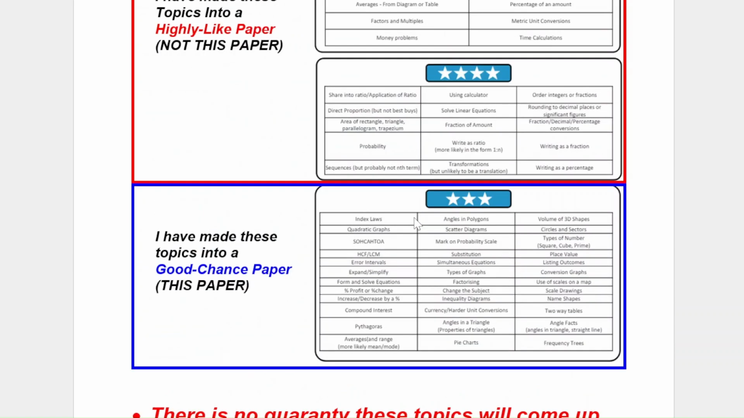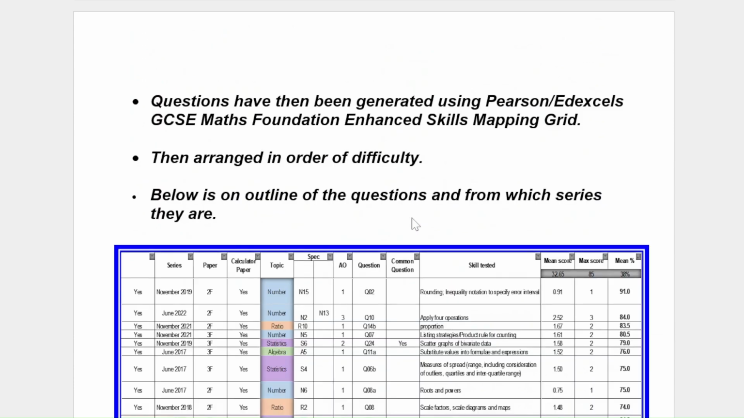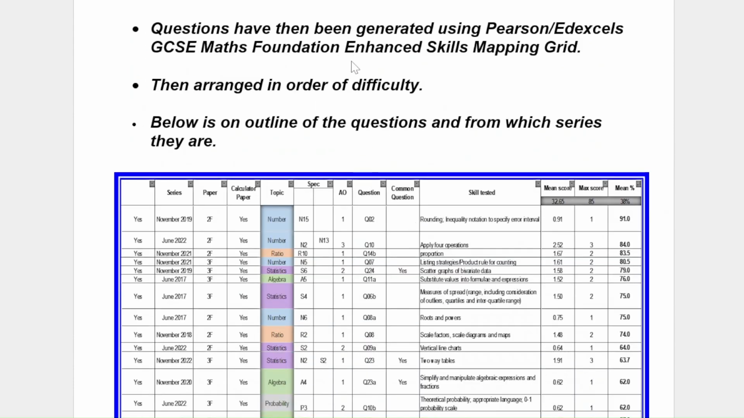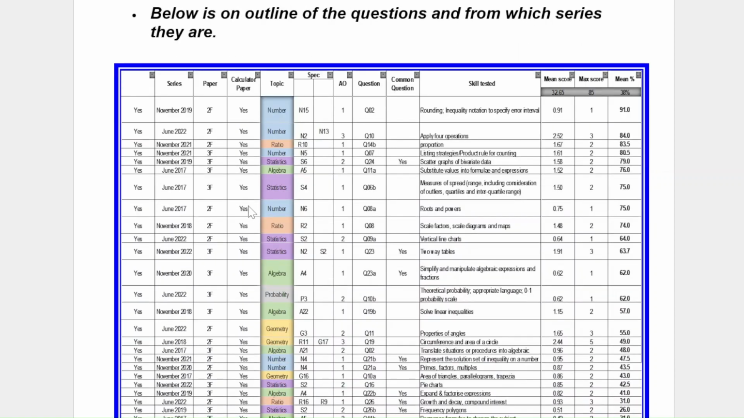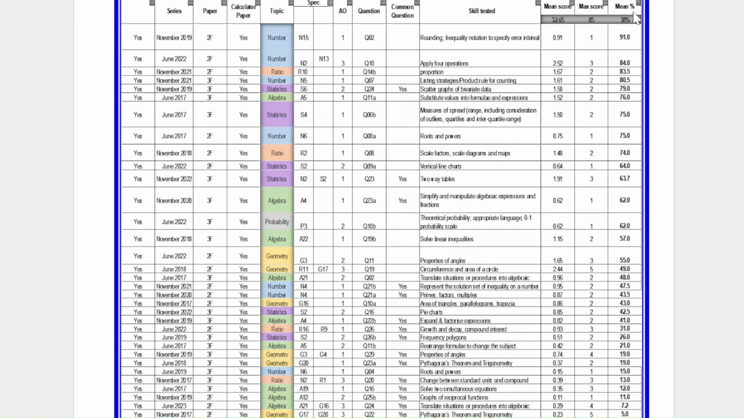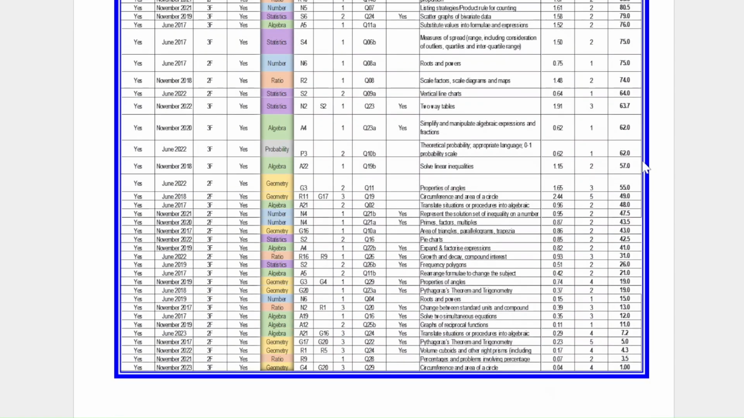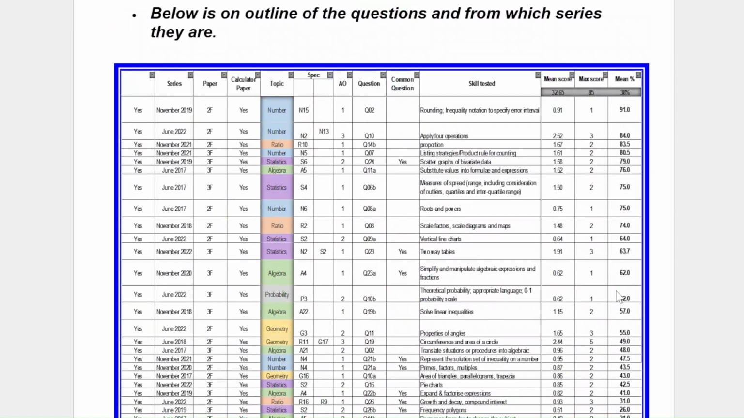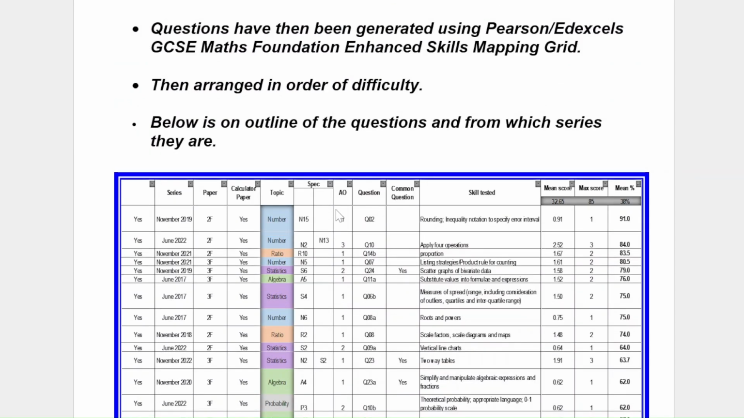From this, what I did was I used Edexcel's Foundation Enhanced Skills Mapping Grid, which covered every single question that they've asked over the specification of this, and I selected a number of questions that covered those good chance topics. I then arranged them in mean percentage, so the mean percentage of all the students that sat it, and I arranged them in order of the highest percentage first and the lowest percentage lower, so the paper should build in difficulty quite nicely.